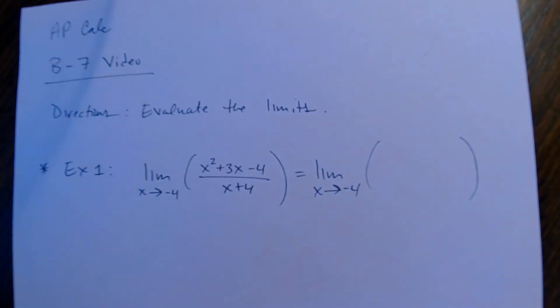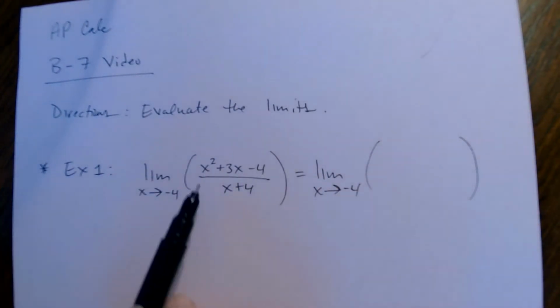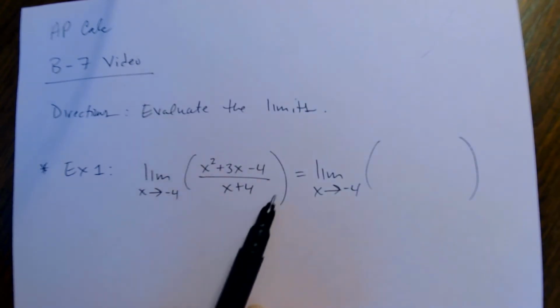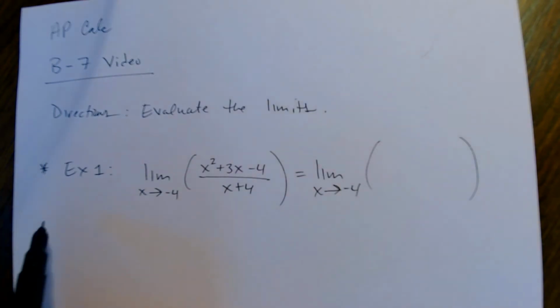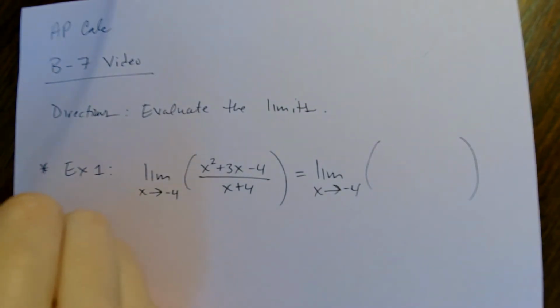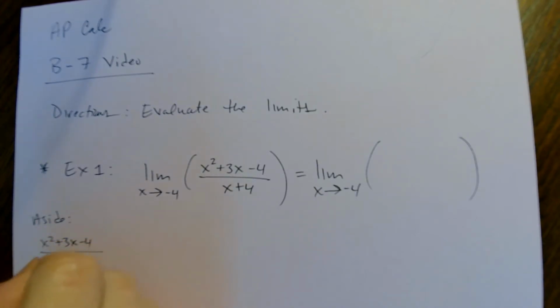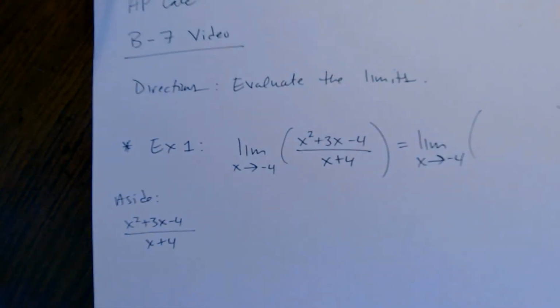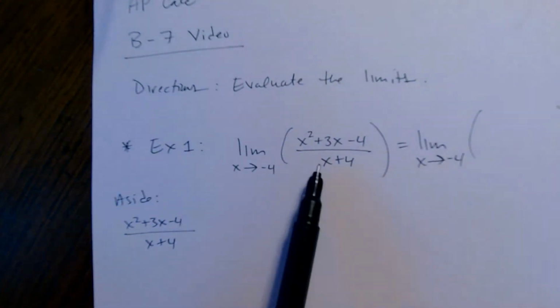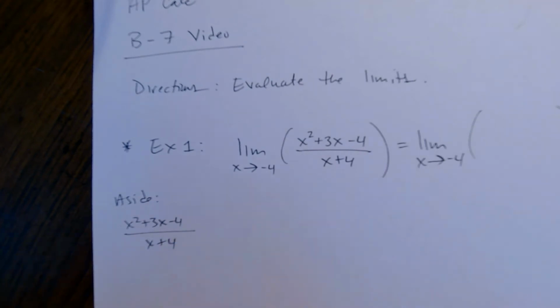All right, so after you do that, you take the input of this limit and you bring it off to the side. Okay, so we're going to do an aside. So this is x squared plus 3x minus 4, over x plus 4. And you try to factor it or you try to do things to it so that you're going to get the denominator to cancel, because it's the denominator that's creating a problem for us here.